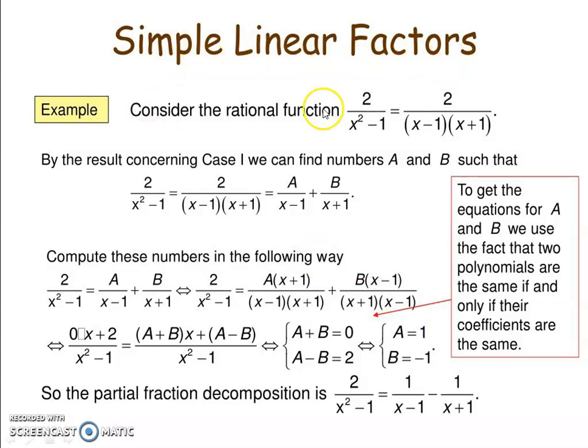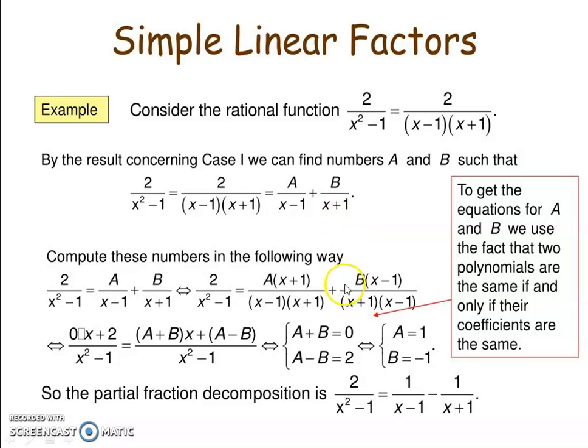Simple linear factors. Consider the rational function 2 upon x square minus 1. We know that a square minus b square is (a plus b)(a minus b). That's why 2 upon (x minus 1) into (x plus 1), by simplifying this denominator. So our format is A upon (x minus 1) plus B upon (x plus 1). So 2 upon x square minus 1 is equal to 2 upon (x minus 1)(x plus 1) is equal to A upon (x minus 1) plus B upon (x plus 1).